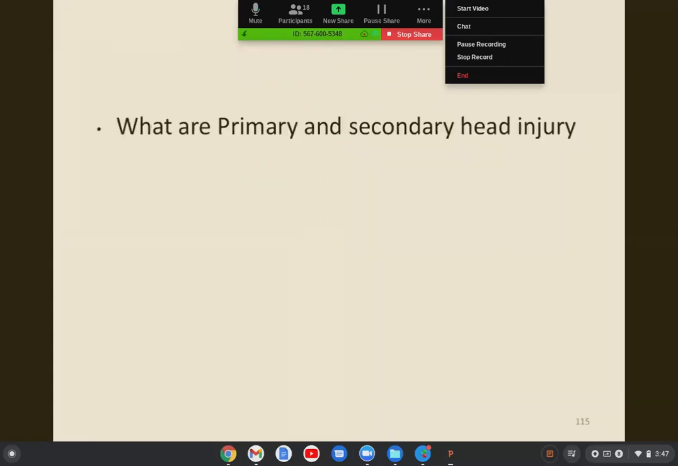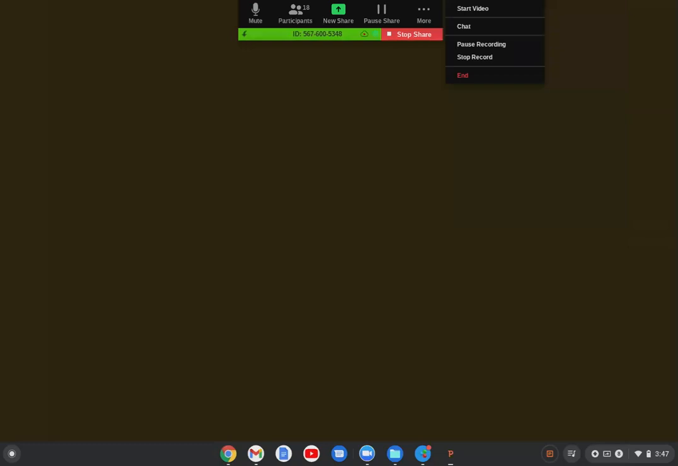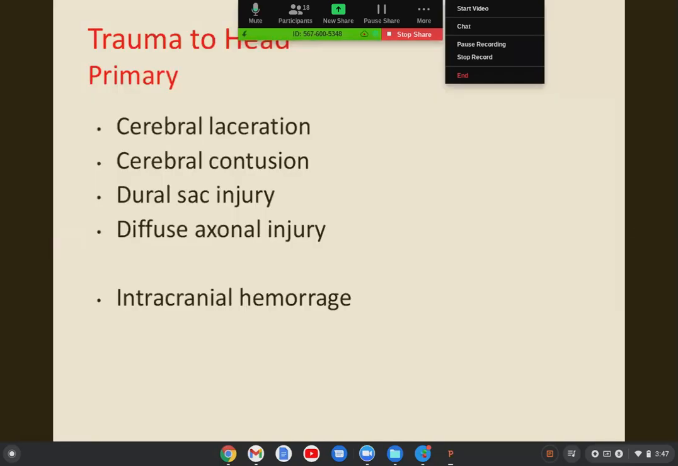Let us talk something about primary and secondary head injuries now. Now, primary head injuries, only prevention can minimize them. But secondary head injuries, good emergency and critical care can minimize them. What are primary head injuries? Cerebral lacerations, cerebral contusions, dural sac injuries, diffuse axonal injuries, intracranial hemorrhages. These are all primary head injuries.